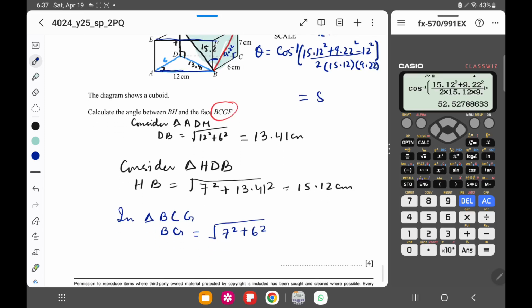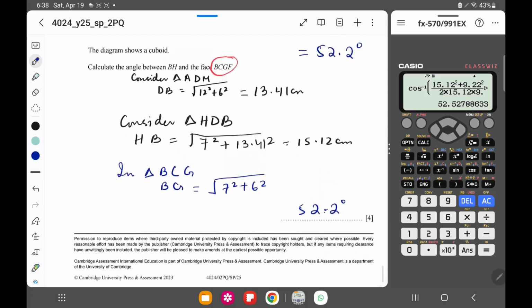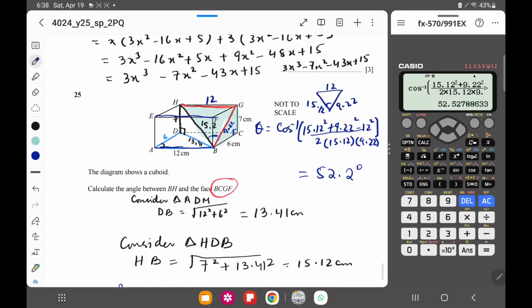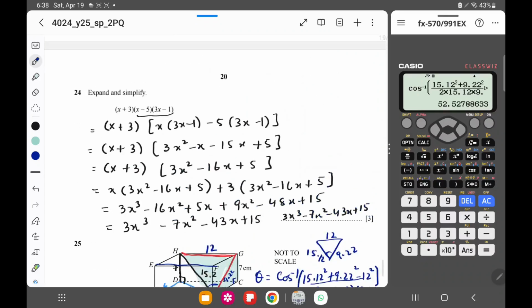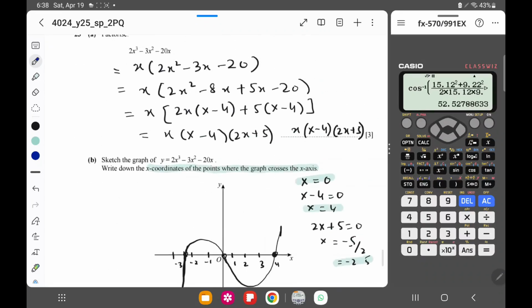So 52.2 degrees. In the marking scheme, it is 52.2 or 52.46 to 52.47, so our answer is correct. That is the end of the paper. Here you can easily see that 3D trigonometry is coming every time, so revise this topic as well.